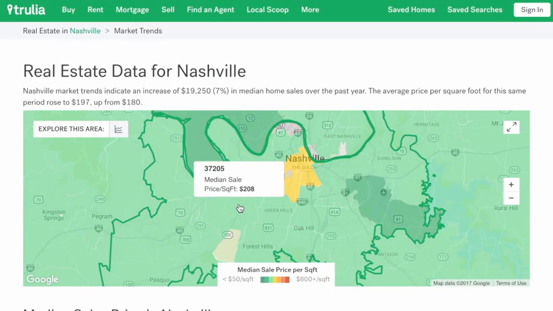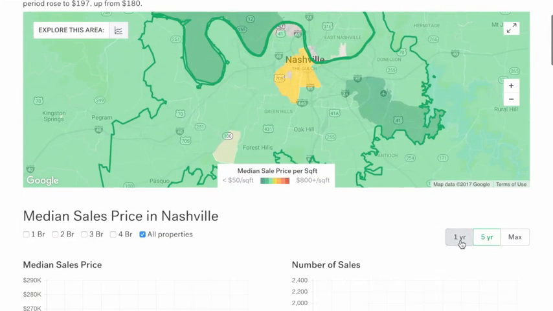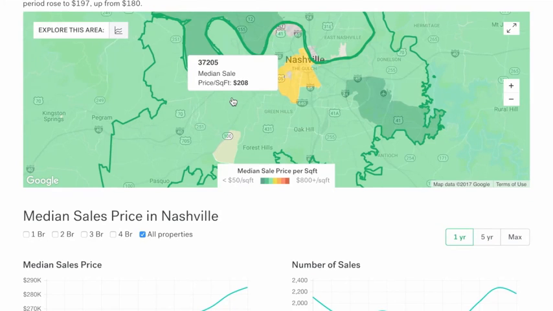So when we go back here, if I look at 37205, that means of all the homes that have sold in that zip code over the past year, because let me put it to 1 year, let's look at this one. Over the past year, of all of the sold homes in the zip code 37205, the median sale price is $208 a foot. Okay, is that making sense there?